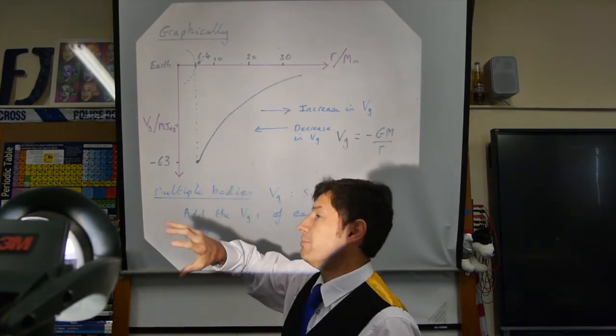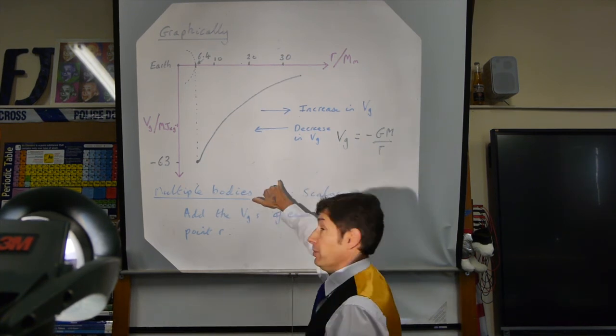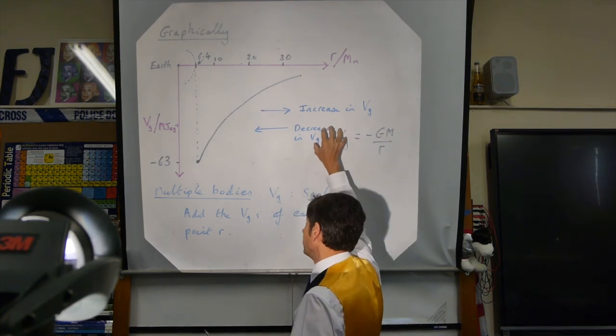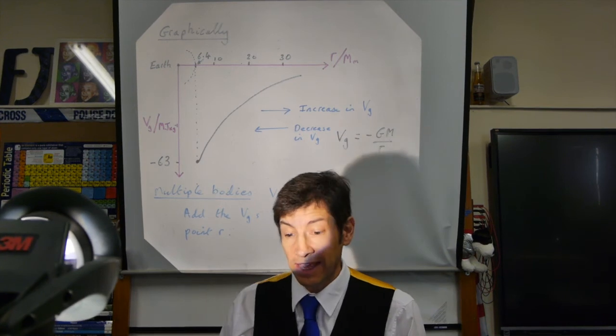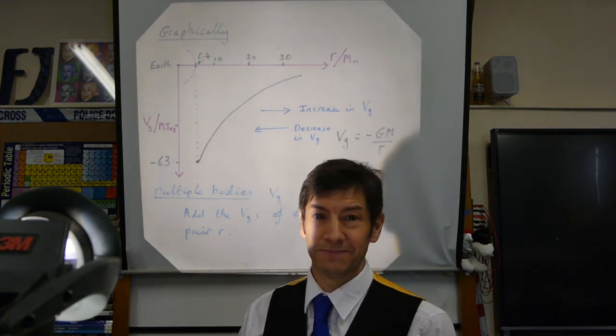They could give you a number of objects, and they could give you their masses, and I put a pin in the map. So just calculate what Vg is from that one, and add it to that one, and add it to that one, and add it to that one, because it's a scalar, so we can just add the values at any point.